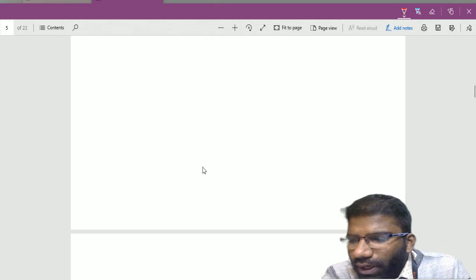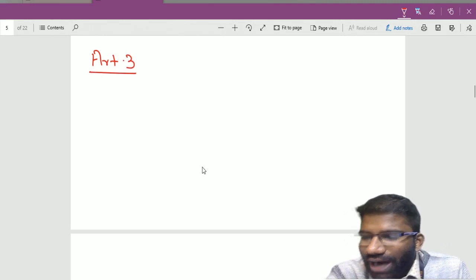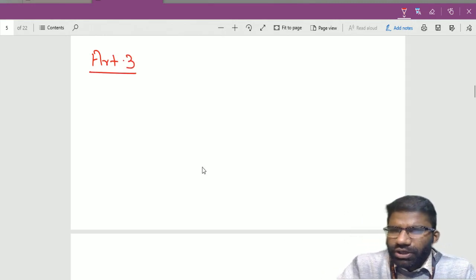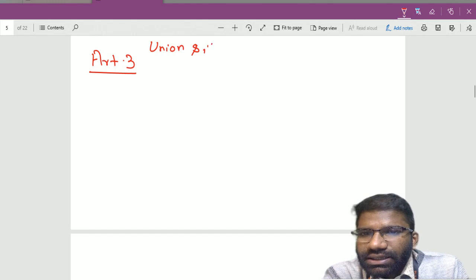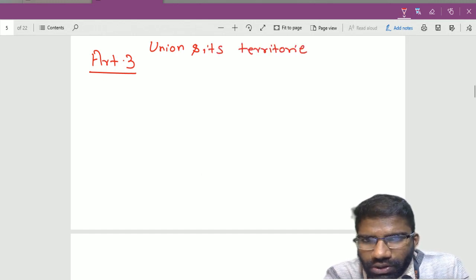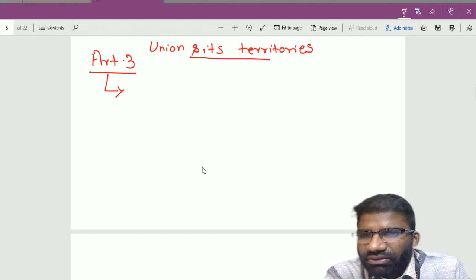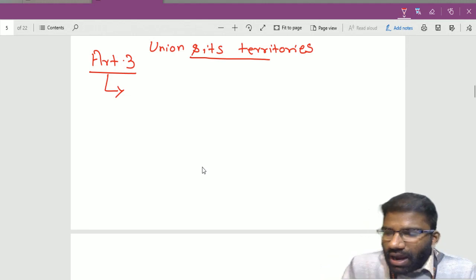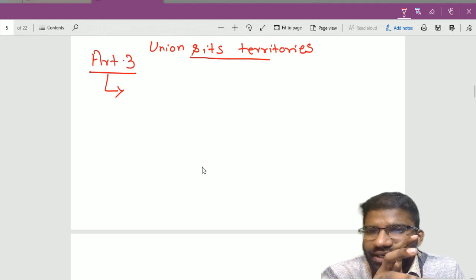Now, what we are going to discuss in this class is Article 3 of the Indian Constitution. This article also comes under Union and its territories. Since we have analyzed Article 1, let us analyze Article 3 and try to find out how a state can be bifurcated and how a new state can be created.